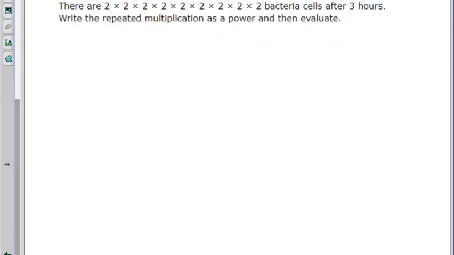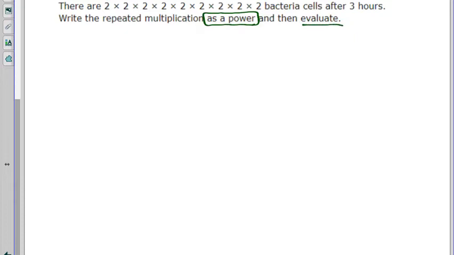All right, this is something for you to try. It says there are 2 times 2 times 2 times 2 times 2 times 2 times 2 times 2 times 2 bacteria cells after 3 hours. We want to write this repeated multiplication as a power, in exponential form, and then evaluate it, which means give the answer.